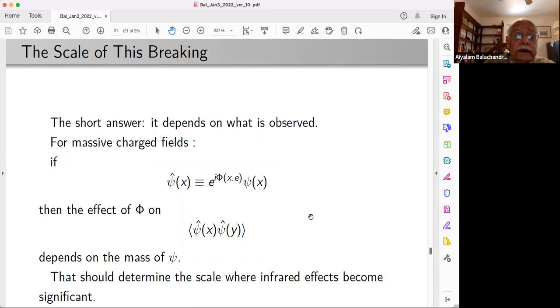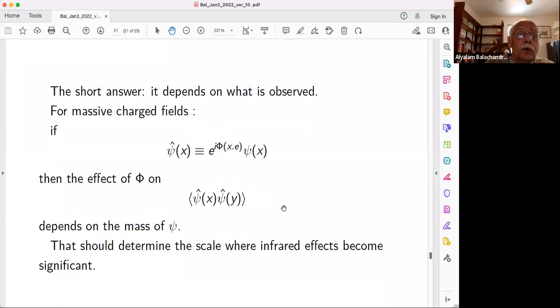Now, the question that people ask is, what is the scale of this breaking? What is the scale at which these effects come in? I don't really know. The guess would be that if I have a charge field, the effect of phi will come in depending on the correlation function of the two sides, which is determined by the mass of the field. And when that starts disappearing, the effect of phi should take over. So I guess that this will determine the scale of the infrared effect. But I am not sure.